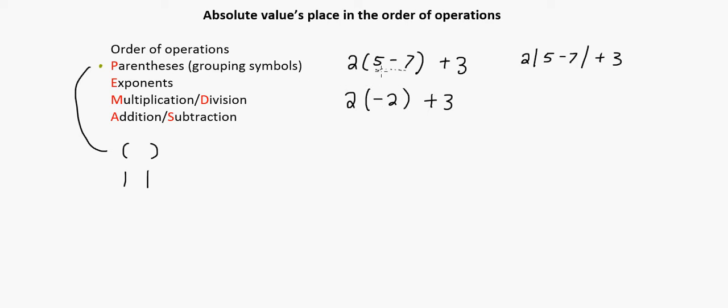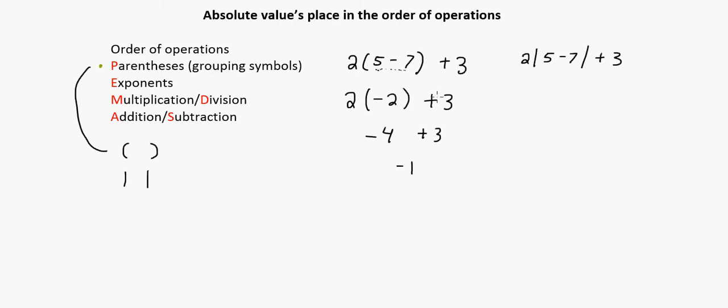So here's the thing. Now that we've performed this operation, 5 minus 7, there's nothing left to do inside these grouping symbols. This is simply parentheses. So now we move on and check to see if there's any exponents, and there's not. And now we look for multiplication, division. There is. So 2 times negative 2 is negative 4, plus 3. So negative 4 plus 3 is, of course, negative 1.